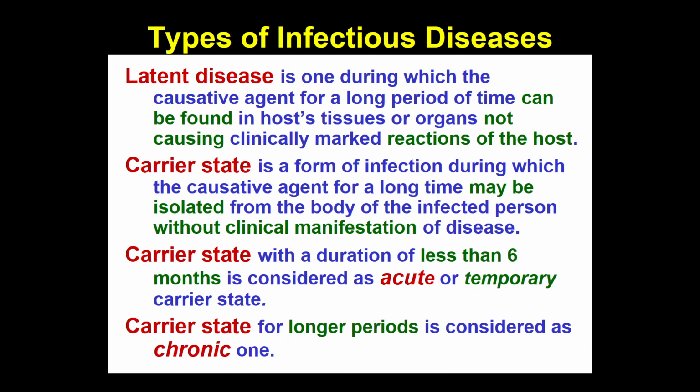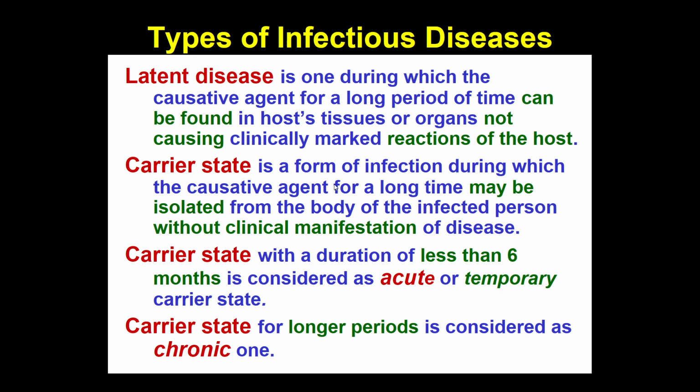Some terms: latent disease and carrier state. Latent disease is a disease during which the causative agent for a long period of time can be found in host tissue or organ, not causing a clinically marked reaction of the host. It means latent disease is characterized by the presence of the causative agent of the disease during a long time, but clinically is not manifested.